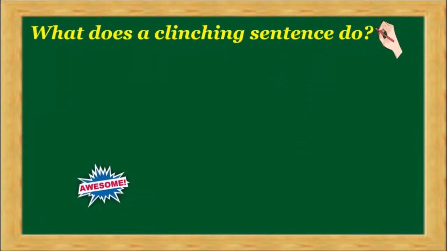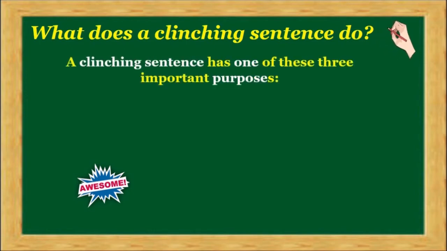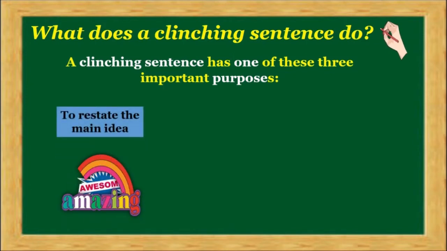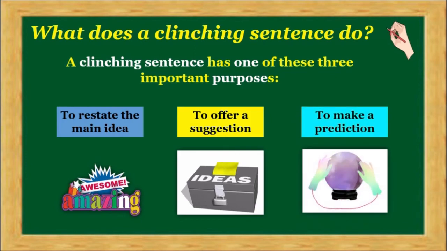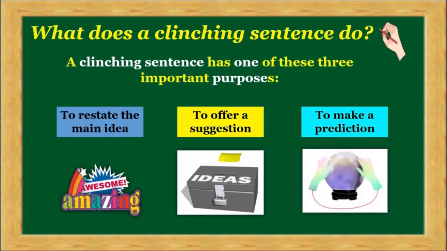What does a clinching sentence do? A clinching sentence has one of these 3 important purposes. Number 1, to restate the main idea. Number 2, to offer a suggestion. And number 3, to make a prediction. Let's analyze a sample paragraph.